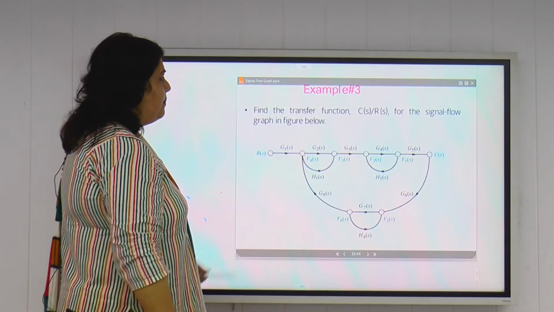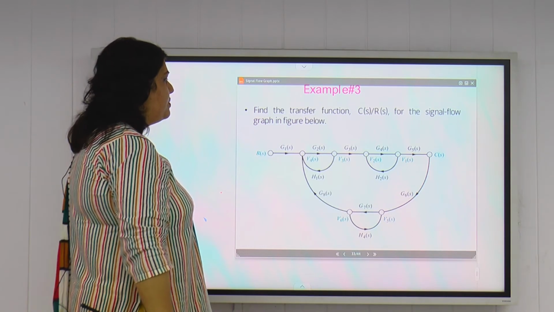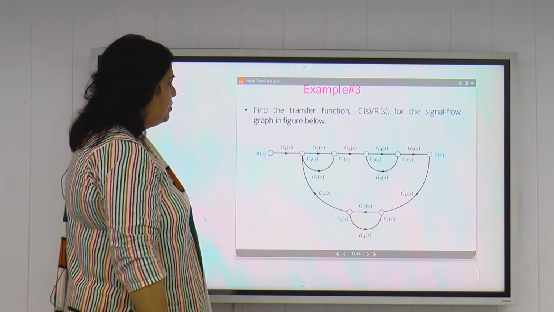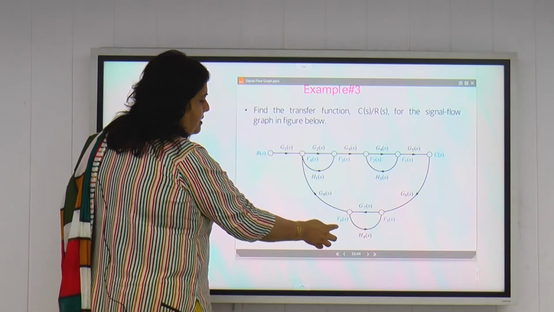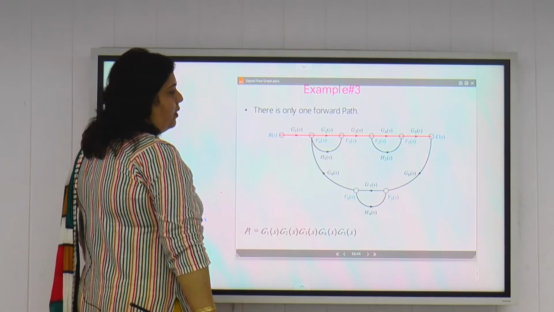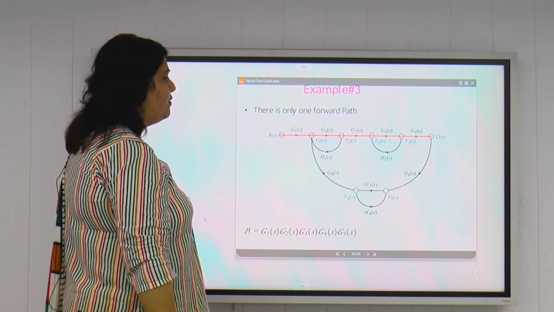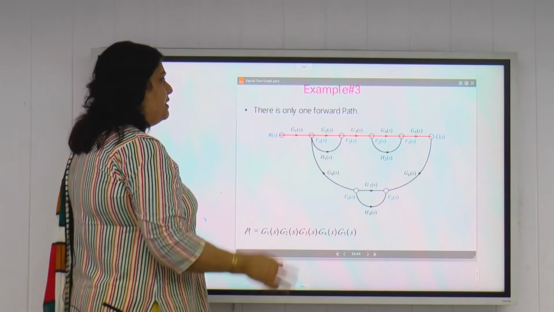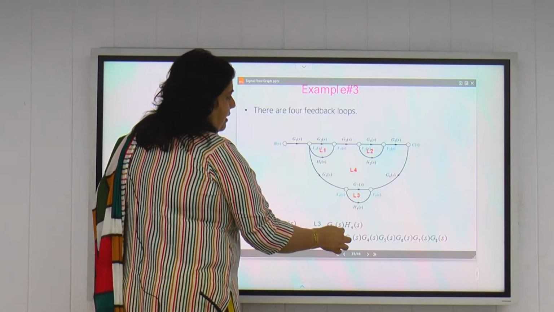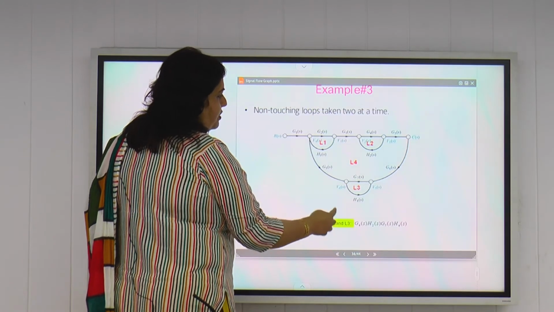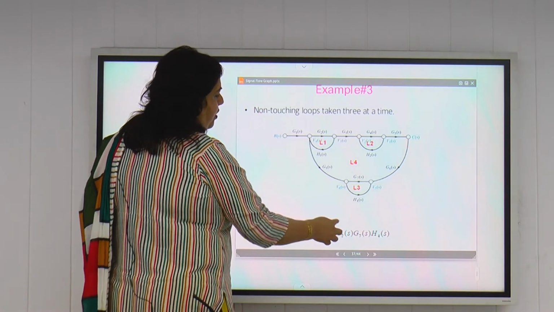Now for this particular example, if we want to find out C(s) by R(s) using Mason's gain formula, we have to identify again the forward paths, then the loops, then the non-touching loop pairs, then the triplets of non-touching loops. So with the same steps we discussed earlier, we can find the transfer function of this signal flow graph also.